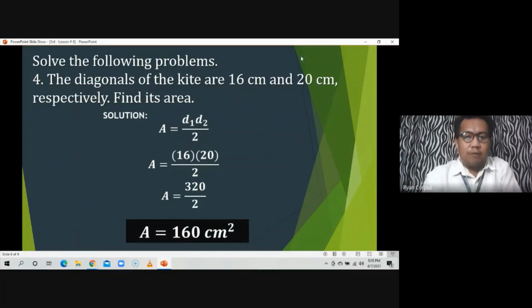Since the unit of measurement involved is in terms of centimeters, so it should be in square centimeters because we are finding the area of the given kite. So that's how we answer example number 4. So any question with that? Let's try another.